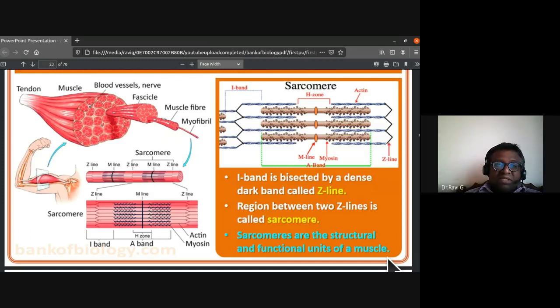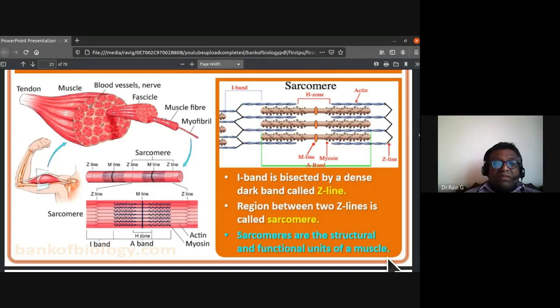So the muscle cells would have parallelly running myofibrils, or myofilaments, as we call them. When we see these myofibrils or filaments, we find the light band. It is made up of isotropic. The light band is also called the isotropic band. They are made up of only actin, and the dark band is also called the anisotropic band. They are made up of both actin and myosin.